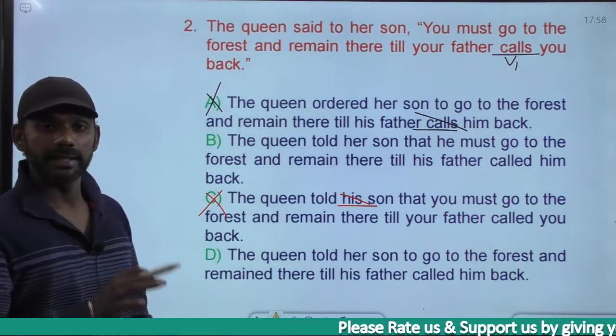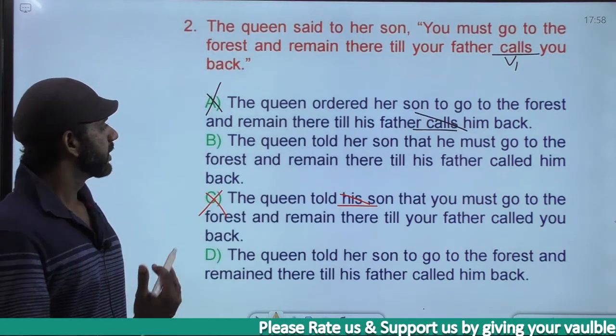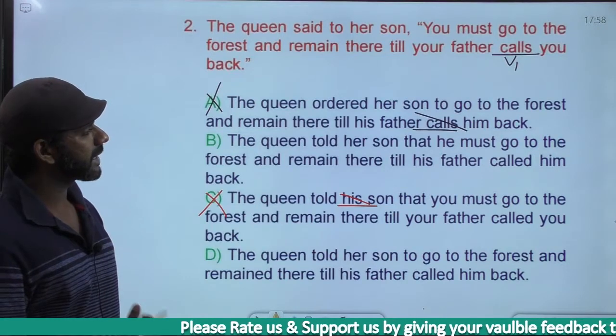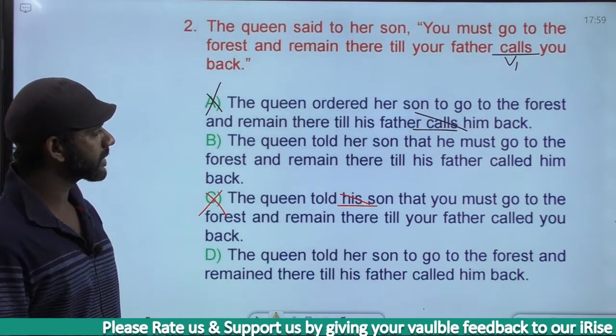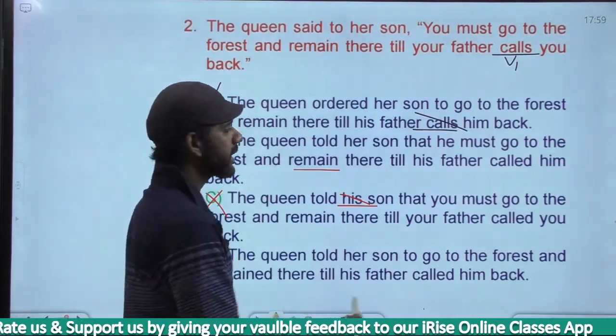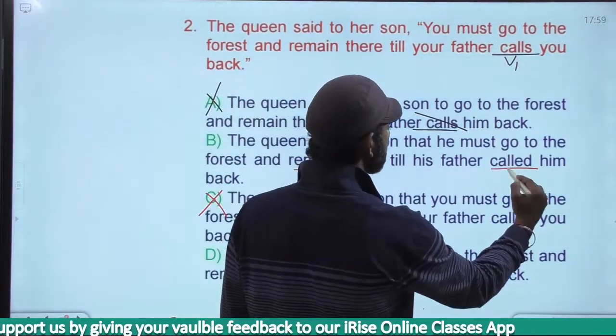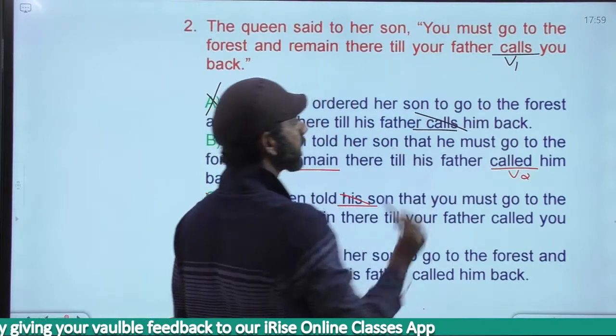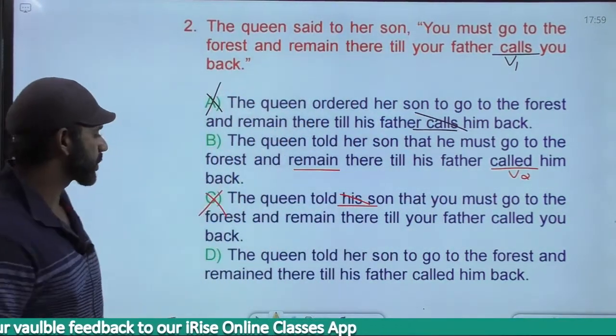Come to B. It must make sense. The queen told her son that he must go to the forest and remain there till his father called him back. Father called him back. Called is V2. Simple present became simple past. Leave it. Come to option D.